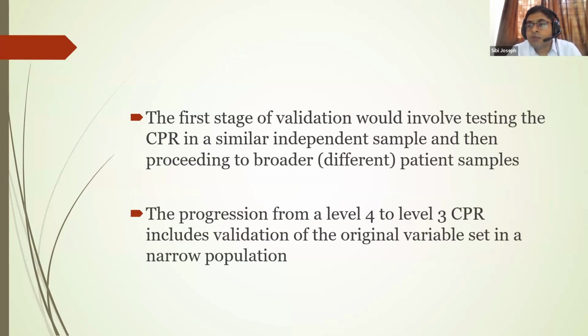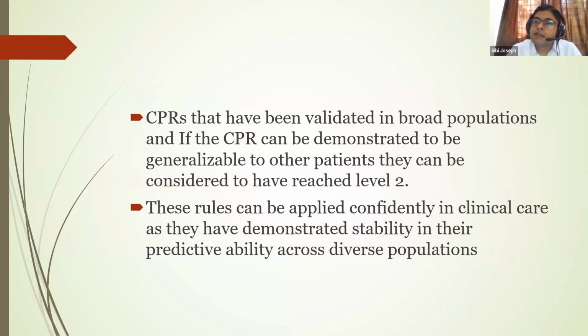The first stage of validation would involve testing the CPR in a similar independent sample and then proceed to broader patient samples. The progression from a level 4 to level 3 CPR includes validation of the original variable set in a narrow population. CPRs that have been validated in broad populations, and if the CPR can be demonstrated to be generalizable to other patients, they can be considered to have reached level 2. These rules can be applied confidently in clinical care as they have demonstrated stability in their predictive ability across diverse populations.